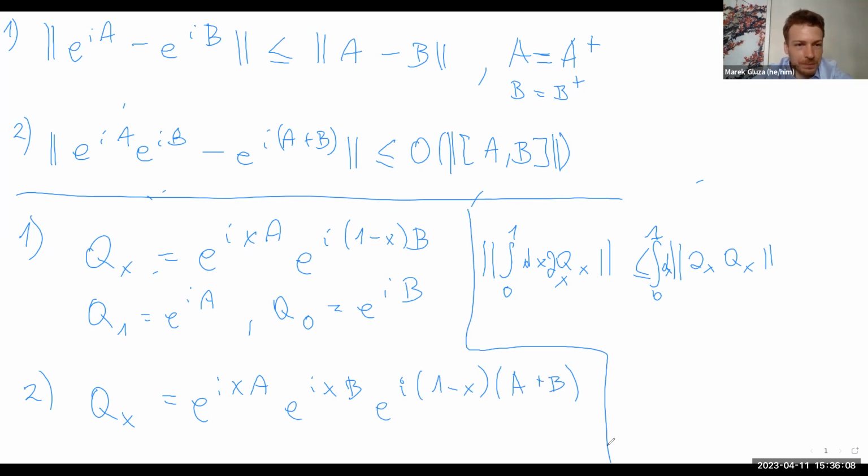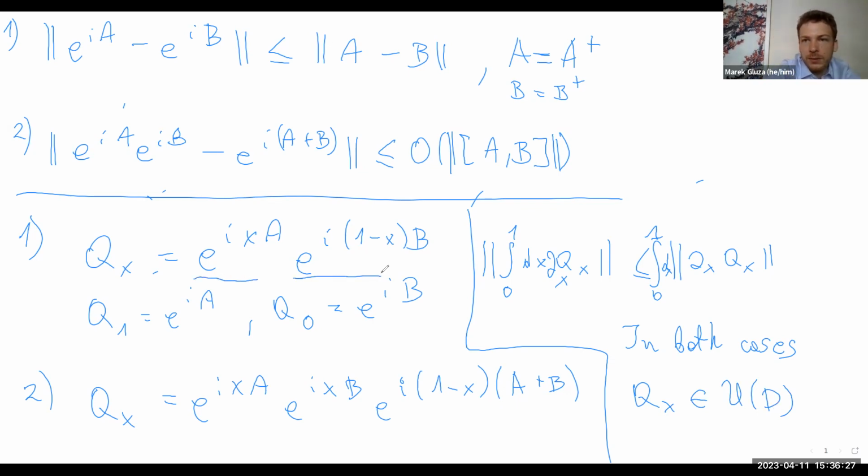So first of all, in both cases, Qx is a unitary operator, right? Because we can view this as a composition of a unitary operator with a unitary operator, or 3 unitary operators together. Okay, so we were discussing that those exponentials of Hermitian operators are unitary.